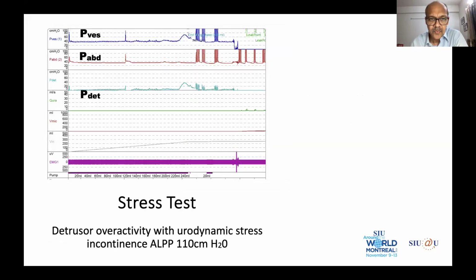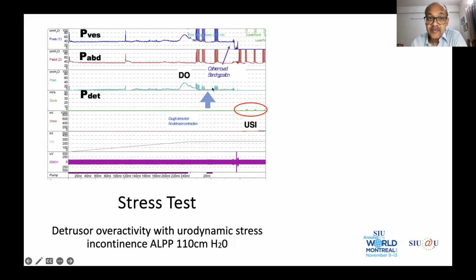Okay. This is another woman with a complaint of urinary leak. And here you can see there is a phasic contraction, but she doesn't leak. And then when we make her cough, and you can see all these spikes from her cough, she's leaking repeatedly when she's been asked to cough. So this woman has urodynamic stress incontinence because when she's coughing, she's leaking urine.